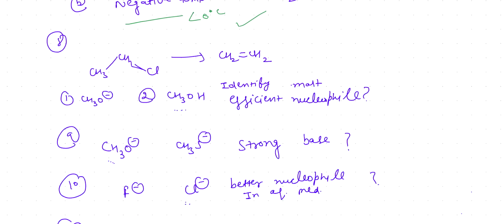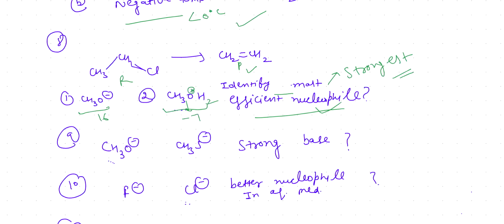The next one. In this case, this is the reaction and this is the product. Again, an example of elimination reaction, we have to identify the most efficient nucleophile. For elimination reaction, the most efficient nucleophile is the strongest base. The base which is strongest, we have already discussed their pKa values. So this is 16 and its pKa value is -7. And here, methanol is this. So this is a strong base, CH3O negative.